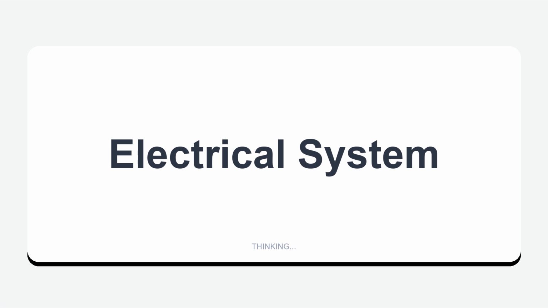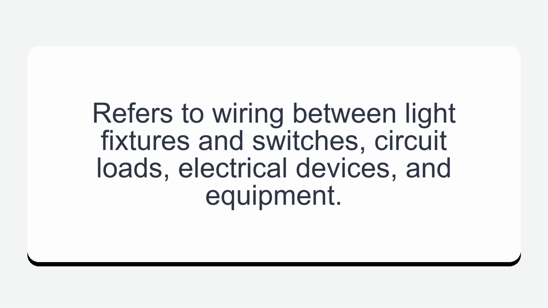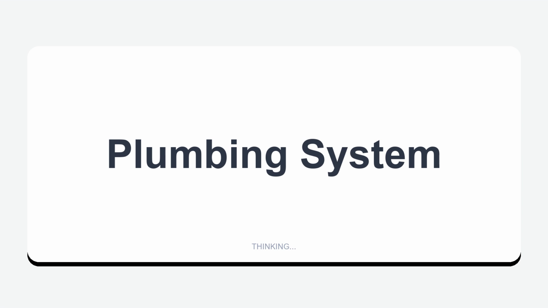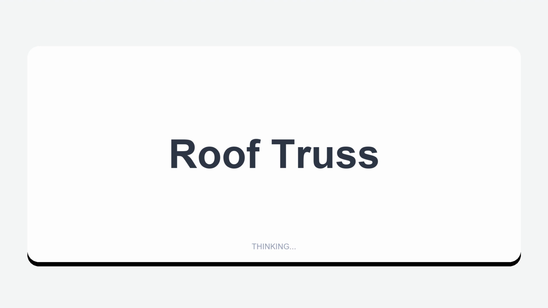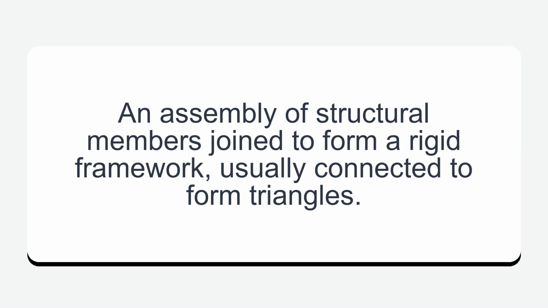Electrical system. Refers to wiring between light fixtures and switches, circuit loads, electrical devices, and equipment. Plumbing system. Refers to pipes and fixtures that use water and/or septic within a home. Roof truss. An assembly of structural members joined to form a rigid framework, usually connected to form triangles.